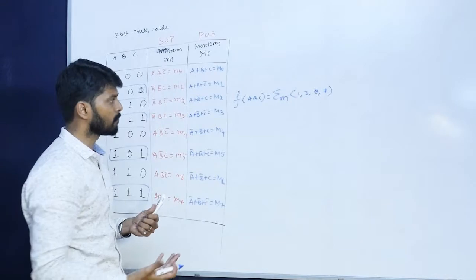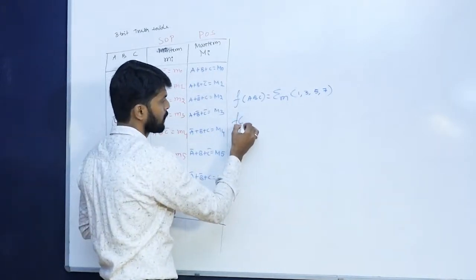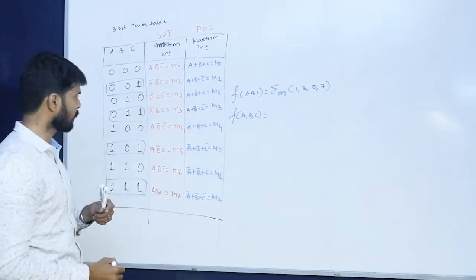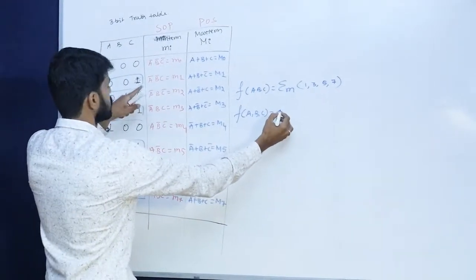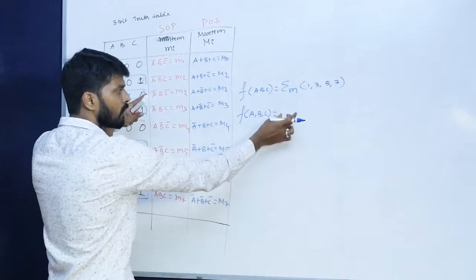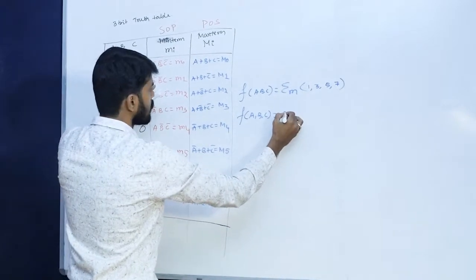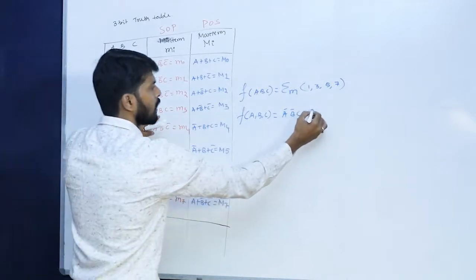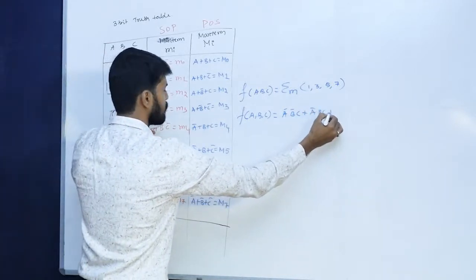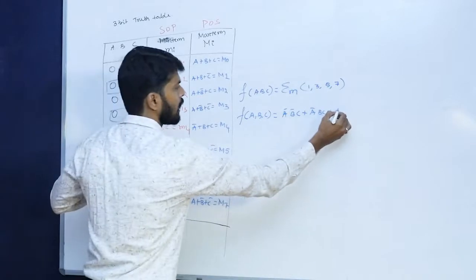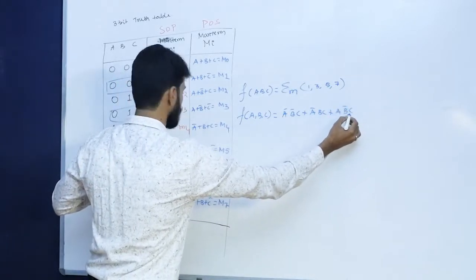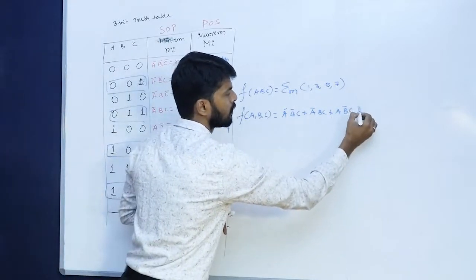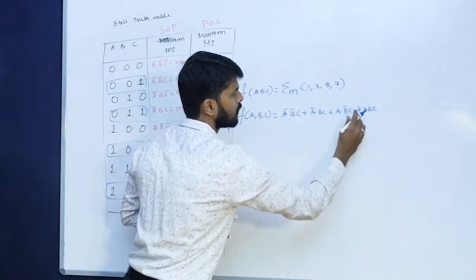But sometimes in question papers, they will give the equation not as numbers but in the form of terms, that is A bar B bar C plus A bar B C plus A B bar C plus the last one, ABC.